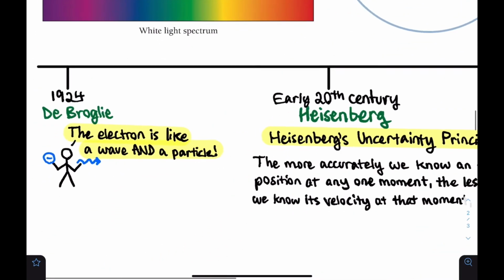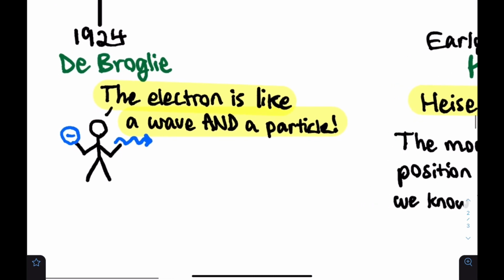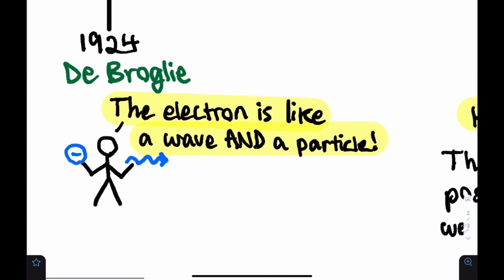And then things started to get weird. So there was this guy called de Broglie, and de Broglie was looking at the properties of electrons, and he coined something called the wave-particle duality. And the wave-particle duality says sometimes electrons act like particles, sometimes electrons act like waves.